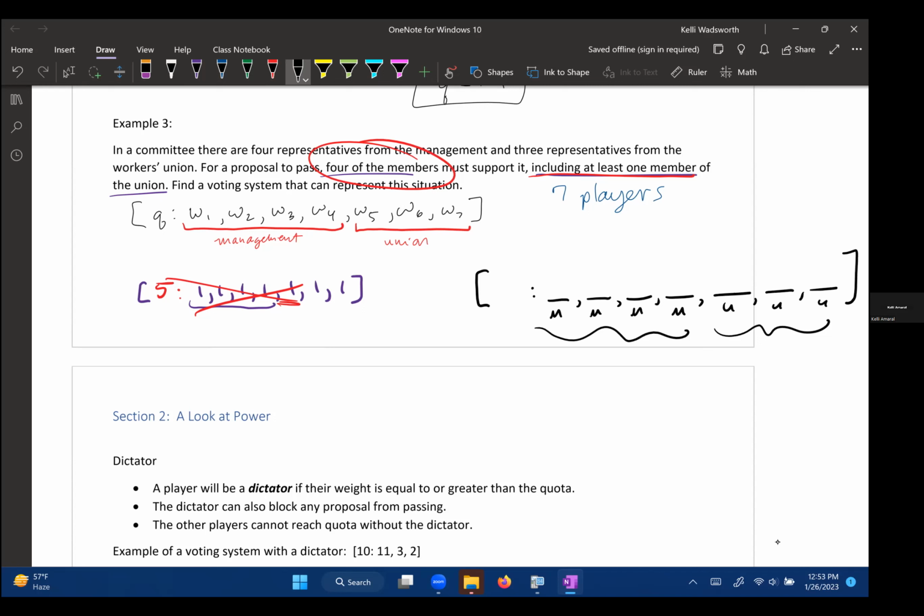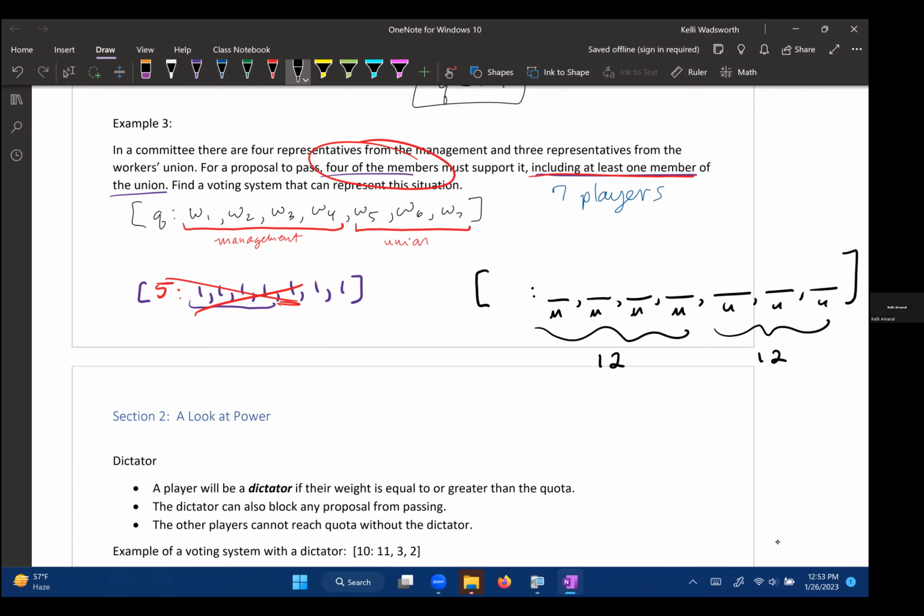So let's try the smallest possible option here. We have 4 people together, they need to have the same number of votes as 3 people. So what we really need is a number that's both a multiple of 4 and 3. The smallest number that's both a multiple of 4 and 3 is 12, right? So the management together can have 12 votes and the union together can have 12 votes, we should be able to make a quota such that only 4 members can vote yes and it will pass, but one of them must be a union member.